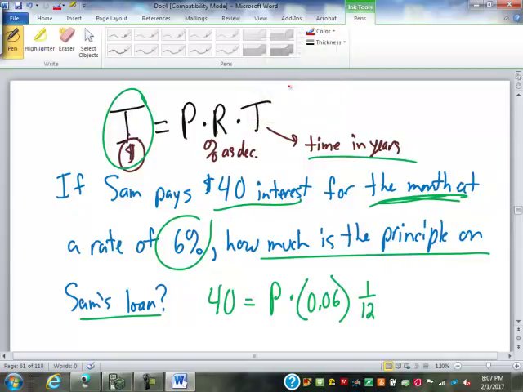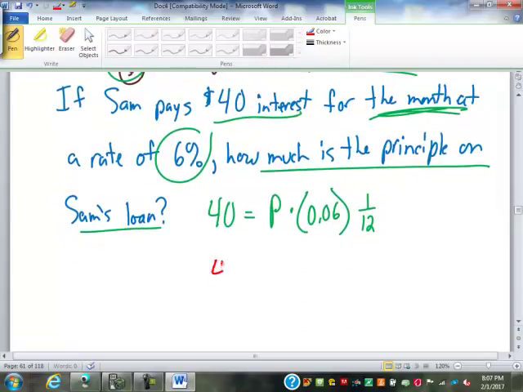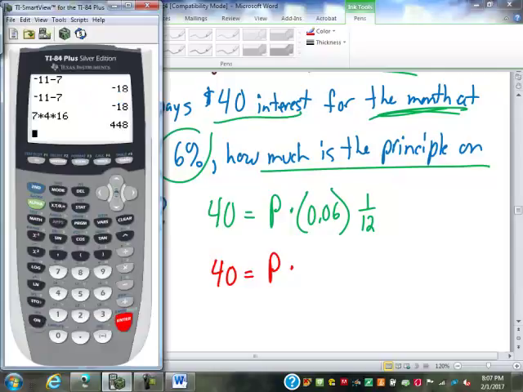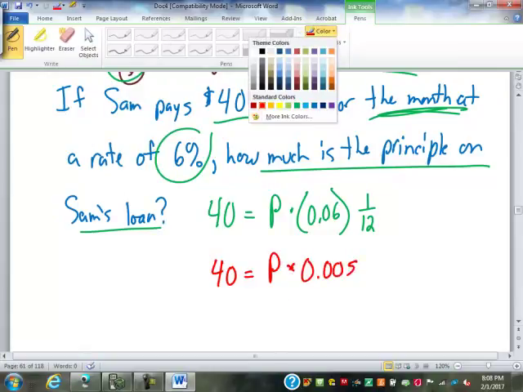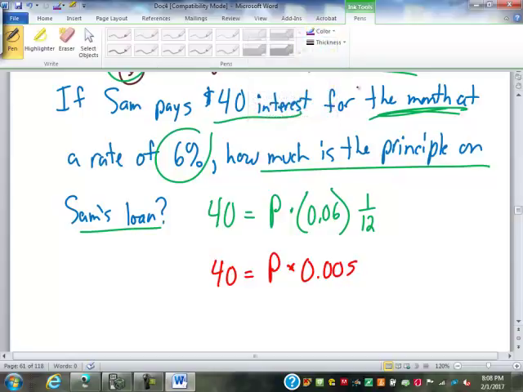So now, just like any other equation, before I solve this, I have to combine anything that I can on one side or the other. So over here on the right side, I have 0.06 times 1/12. If you have a fraction calculator, it's easier to do. On mine, I can just do 0.06 times 1 divided by 12, which will give me 0.005. So I have P times 0.005. So 40 equals P times 0.005. How do I solve that? Divide by 0.005 on both sides. Correct. So over there, that's P.